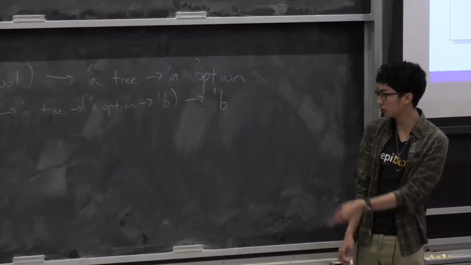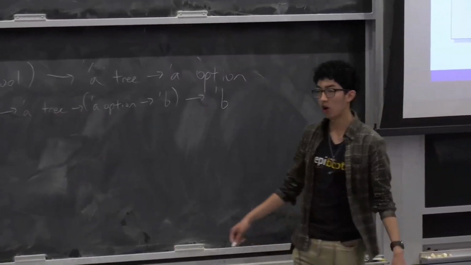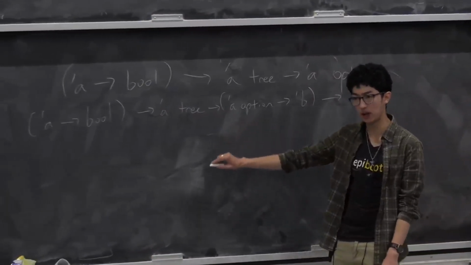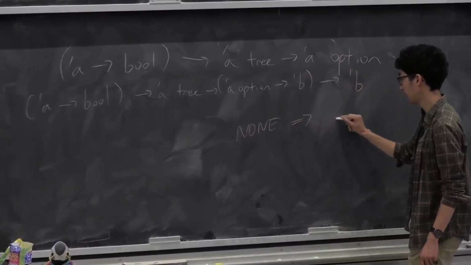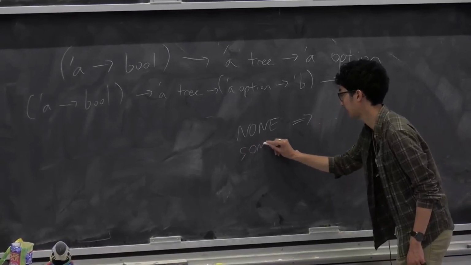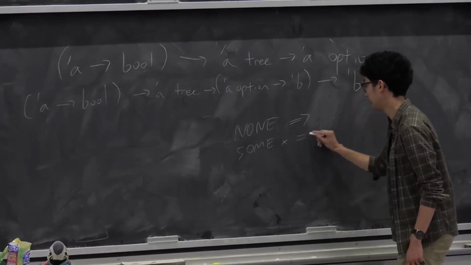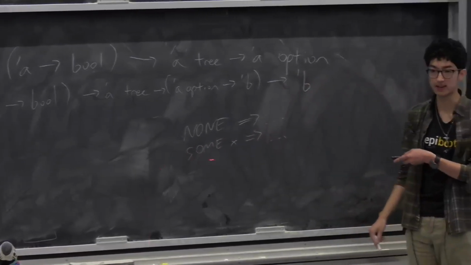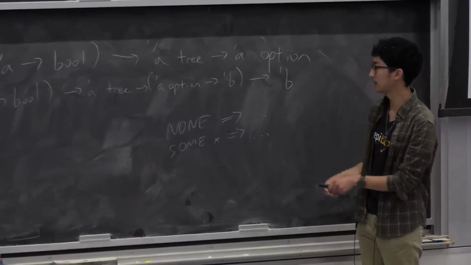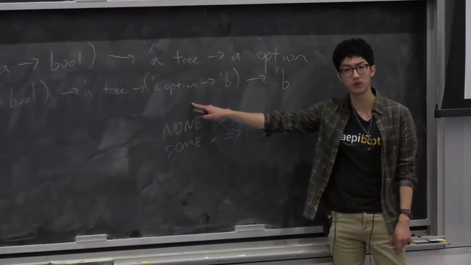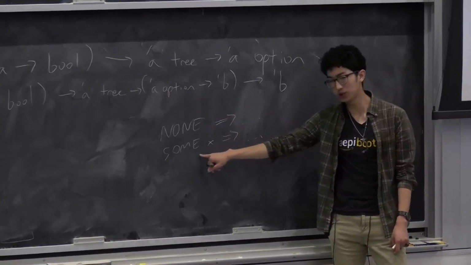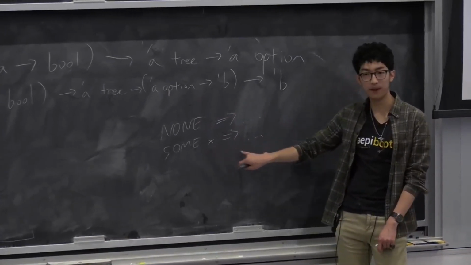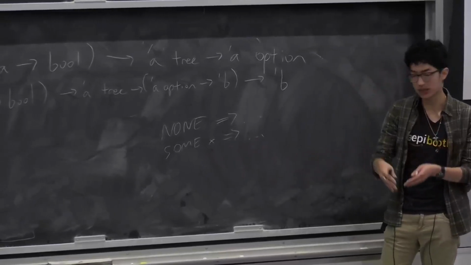If you think about it, a function that takes in an alpha option, all it does is case on it. If it's none, it does something. And if it's some x, it also does something, but maybe with the knowledge that it's x. I claim you can think about it as two functions. It's a function that you call if it's none, and a function that you call with the argument if it's some. The information is kind of the same.